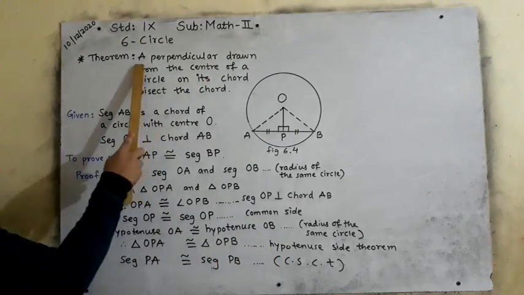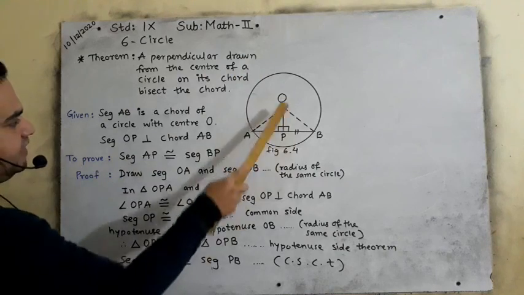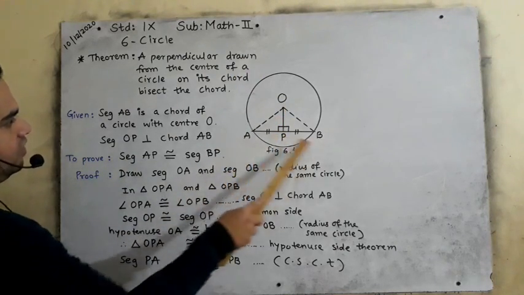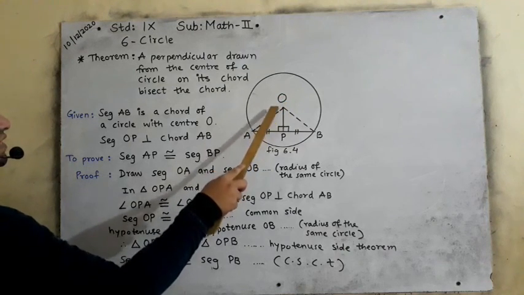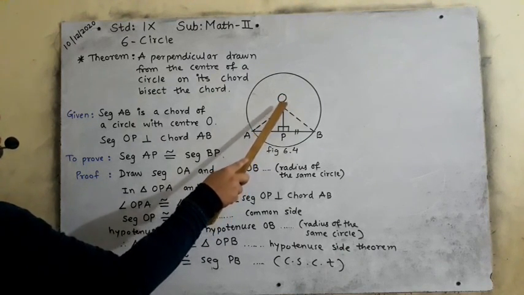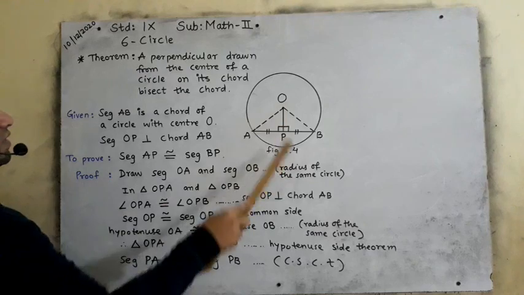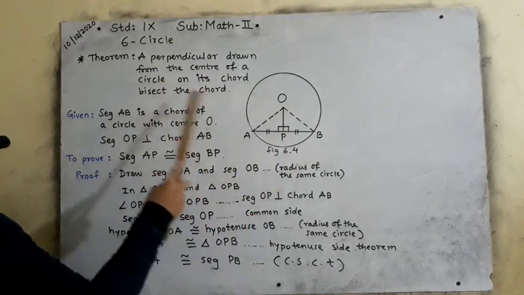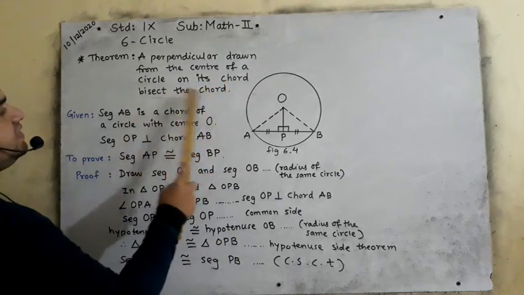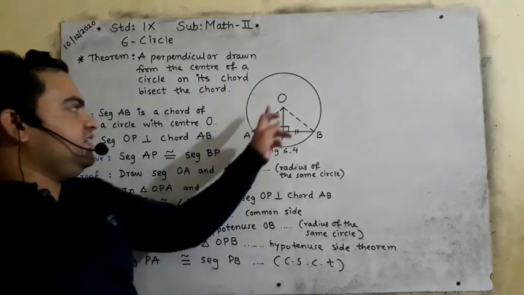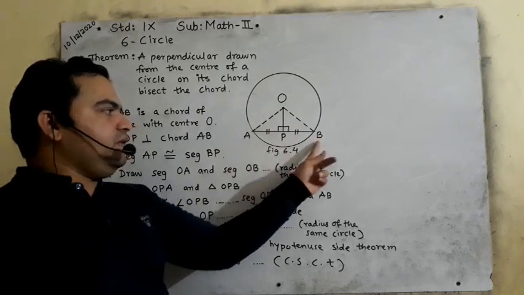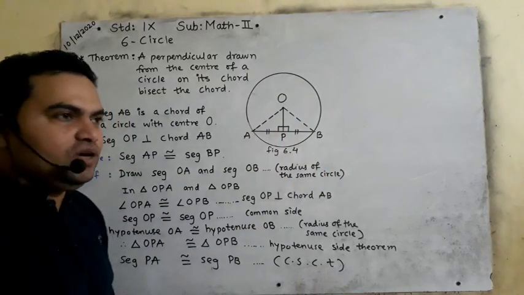So this is a perpendicular drawn from the center to the chord. See, AB is the chord and point O is the center of the circle. From the center of the circle we have drawn a perpendicular on the chord AB. So what will be the result? It will bisect the chord. This perpendicular OP will bisect the chord AB into two equal parts. Bisect means two equal parts.